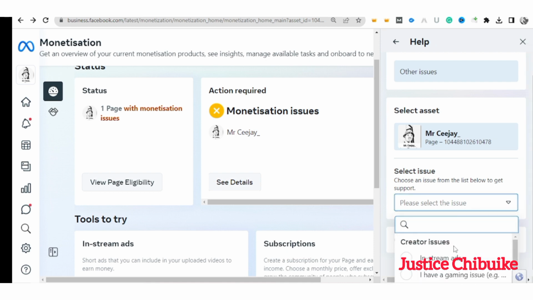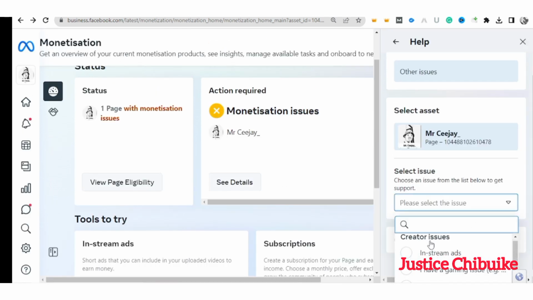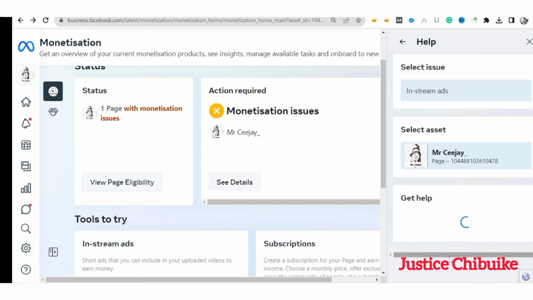So you are going to select in-stream ads. Look at it here. Okay, or monetization eligibility, whichever one you want. There are many here. So you are going to select the issue. Check this place and select the right issue that you want. So I'm going to go ahead and select in-stream ads.